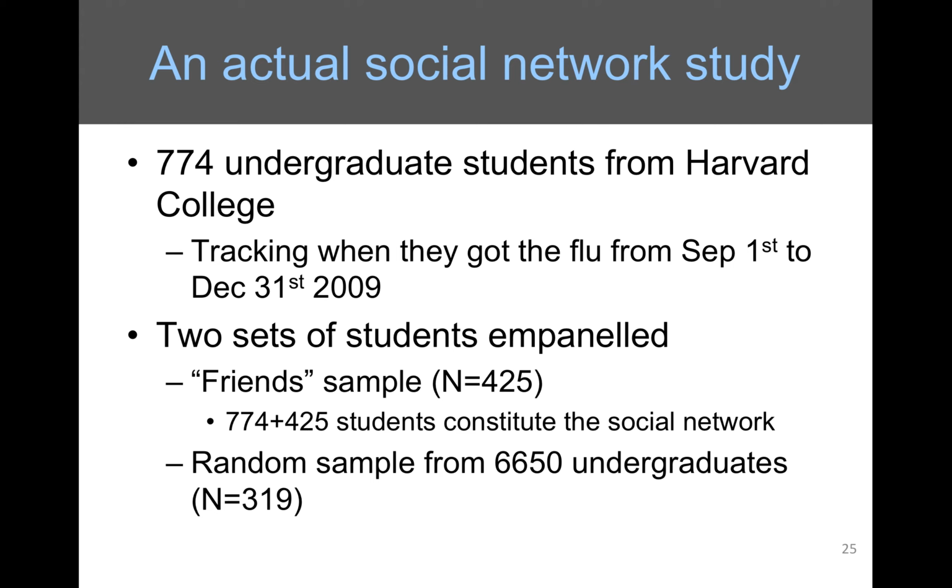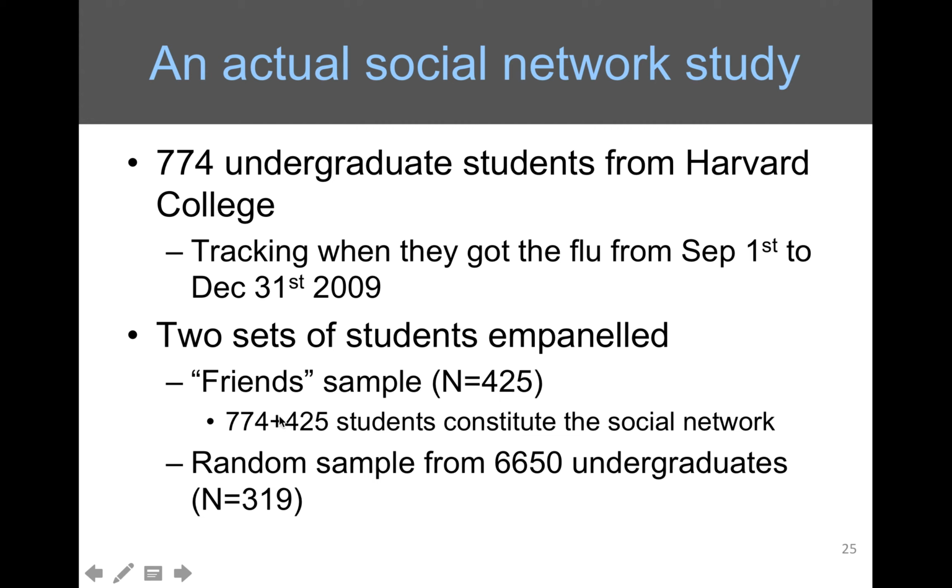And these people agree to participate in the study. And then after they're tracking their health, they started creating the social network sensor. To do that, they asked these people to name their friends. So they took these 774 people and asked them to name friends. Each person listed some number of friends, and some of them obviously have common friends. In total, they found a set of 425 friends.